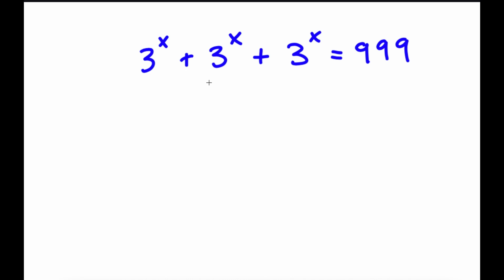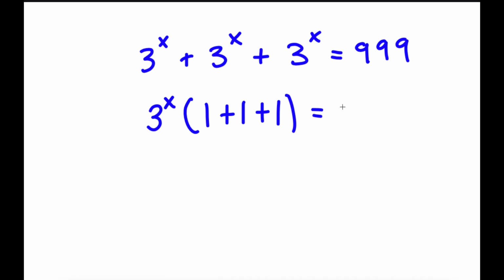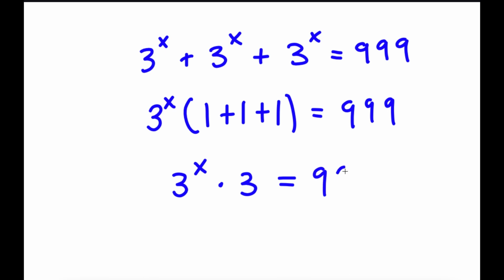Alright, so in this problem, I have 3 to the power of x plus 3 to the power of x plus 3 to the power of x is equal to 999. So to solve this, I'm going to first start by factoring out 3 to the power of x. So now I have 3 to the power of x times 1 plus 1 plus 1 is equal to 999. Now 1 plus 1 plus 1, that's equal to 3. So now I have 3 to the power of x times 3 is equal to 999.